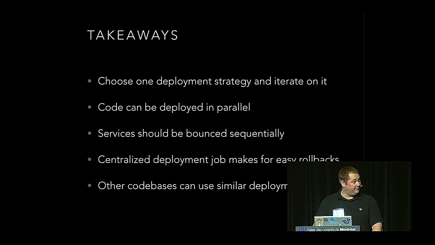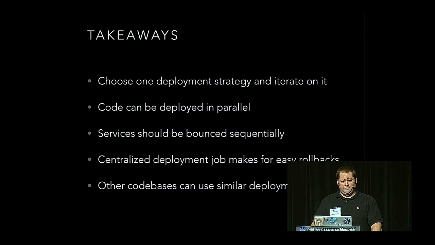The key takeaways from this deployment process are, one, you can choose one deployment strategy and iterate on it. At least choose one per team. The code deployed using this mechanism can be deployed in parallel. That is, you can use Fabric's parallel decorator to push out code everywhere all at once, which isn't necessarily a bad thing. However, if you're bouncing the services, they should always be done sequentially, otherwise you just deployed an outage and nobody really wants that.